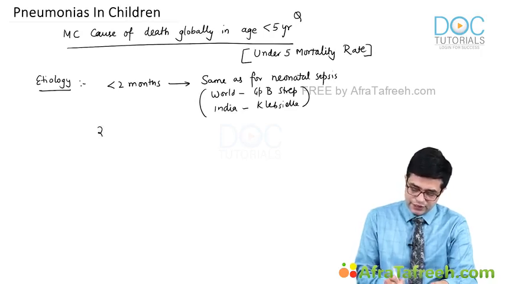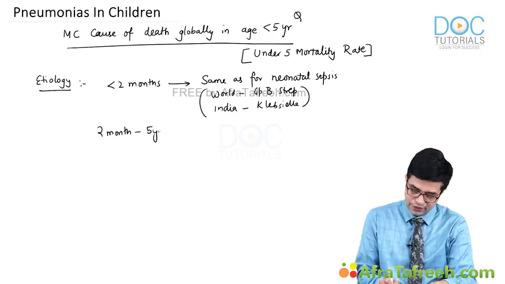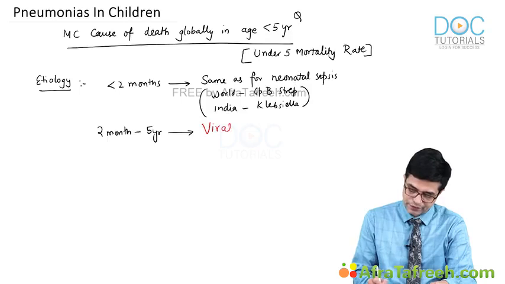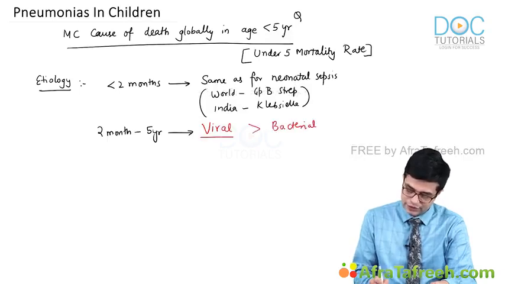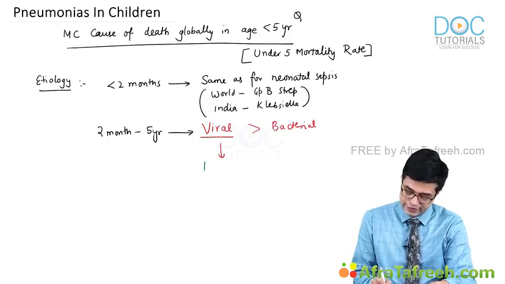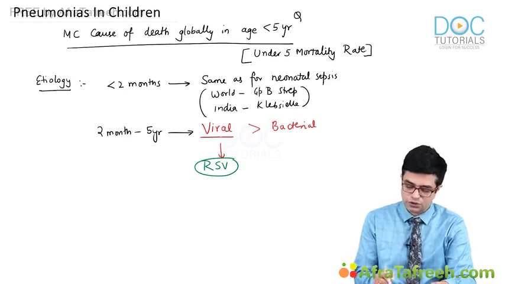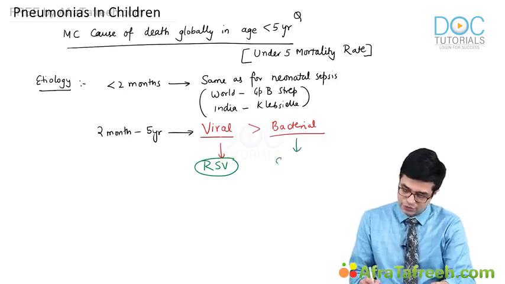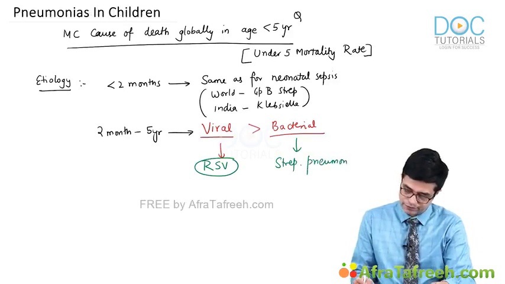If the age of the child is between 2 months to 5 years, pneumonias are mostly caused by viral infections, followed by bacterial causes. Among viral infections, the most common viral cause is respiratory syncytial virus. So RSV is the most common cause. Among bacterial causes, the most common pathogen is Streptococcus pneumoniae, also called pneumococcus.